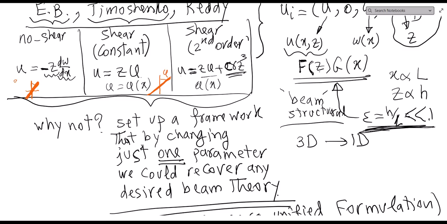And here is dw/dx, the magnitude of this rotation. But in Reddy's theory, we will get a displacement that warps, also the plane warps, and maybe warps like this or like this, depending on the loading. And we know that we get the parabolic shape for the shear here. Here we get the constant for Timoshenko, we get constant shear, and here we don't get any shear.